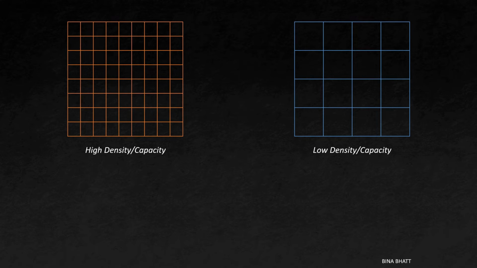Apart from that, the complex cell structure of SRAM results in higher manufacturing costs. Thus, higher manufacturing costs combined with lower density result in expensive SRAM. So, the next time someone asks why SRAM is more expensive than DRAM, you will have the answer.